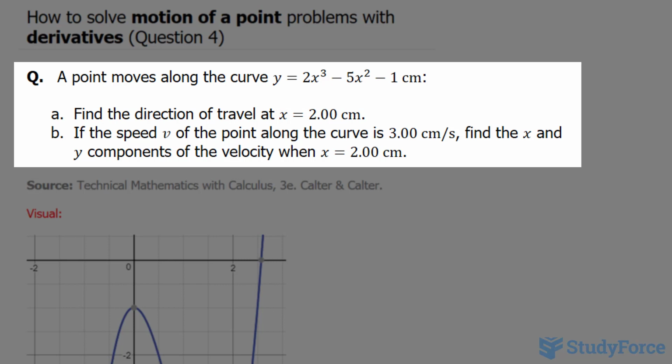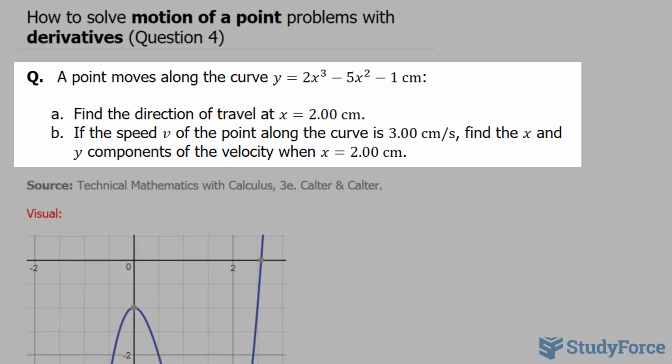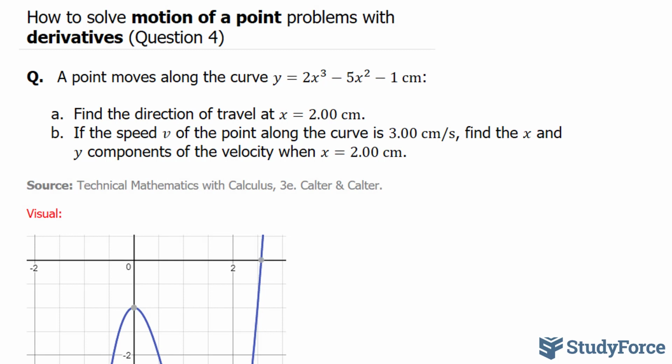In question A, they ask us to find the direction of travel at x is equal to 2.00. To find the direction, we first need to derive this equation so that we can find its velocity. Remember that velocity is a vector quantity, which tells us the speed and direction. Once we evaluate the function at x is equal to 2, we can then find the vector components by using trig ratios, and that will lead us to finding the direction. I'll explain it in more detail once I find the first derivative.